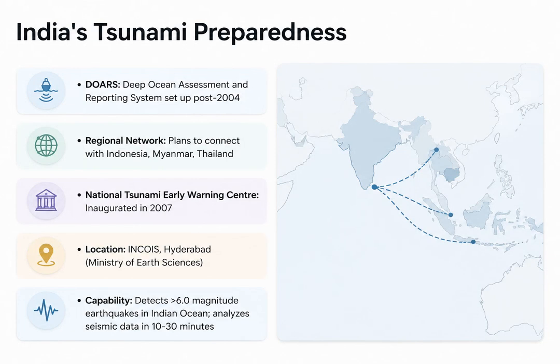Following the tragedy of 2004, India took significant steps to protect its coastlines. The Deep Ocean Assessment and Reporting System, or DORS, was established in the Indian Ocean. In 2007, the National Tsunami Early Warning Center was inaugurated at INCOIS in Hyderabad.